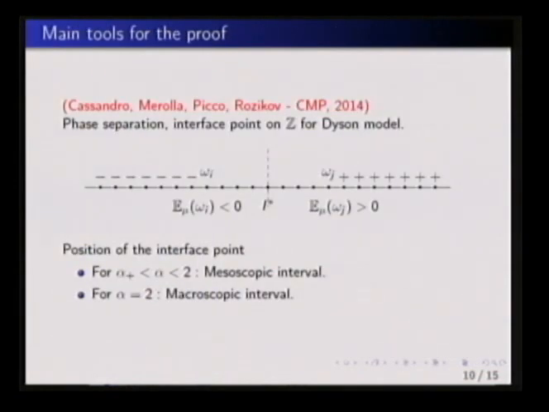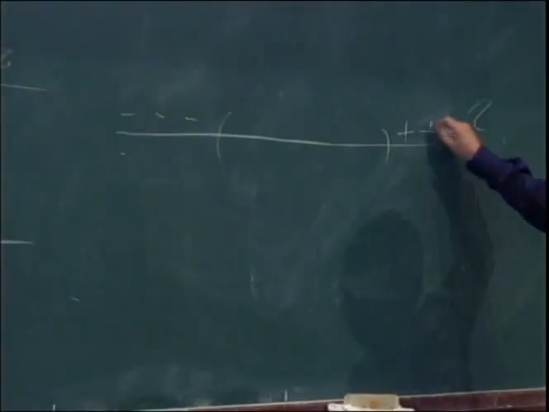Another main tool to prove this lack of continuity is the notion of interface point on Z, due to Cassandro, Merola, Picco, and Rozikov. Let me say a bit about what this interface point means. Let's consider on Z the Dobrushin boundary condition: on the left it is minus, on the right it is plus.